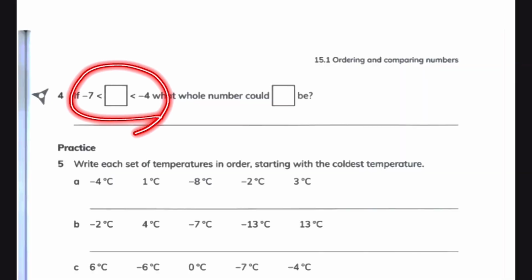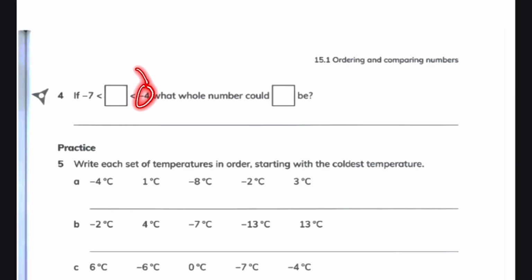See, here's the situation. The situation says -7 is less than something which is less than -4. When you see a situation like this, you have to find a number that is greater than -7 and less than -4. So let's write the numbers from -7 till -4, all the numbers. -7, -6, -5 and -4. Now you can see that -7 is already there and -4 is already there. In between we have two numbers. These two numbers are greater than -7 and lesser than -4.